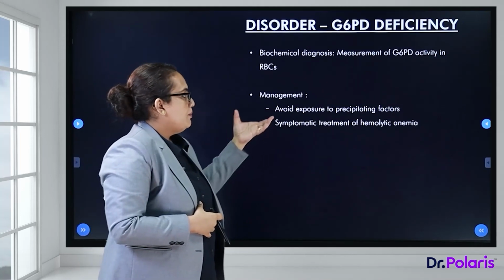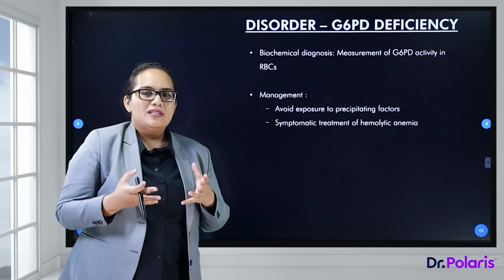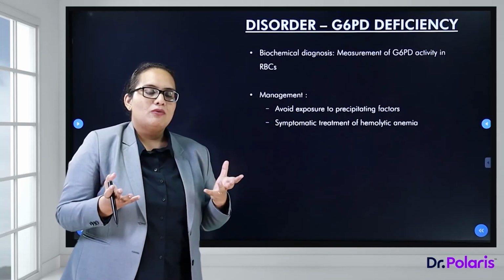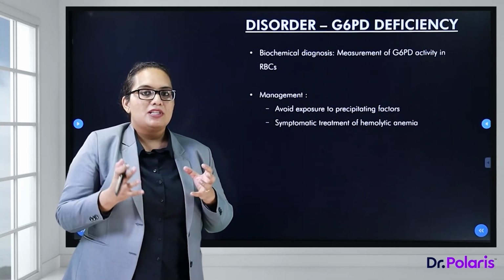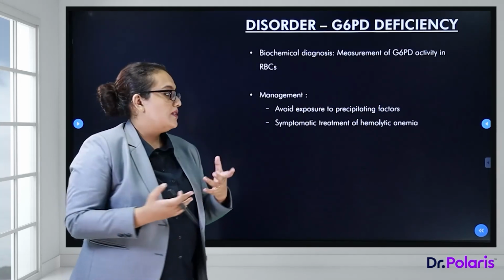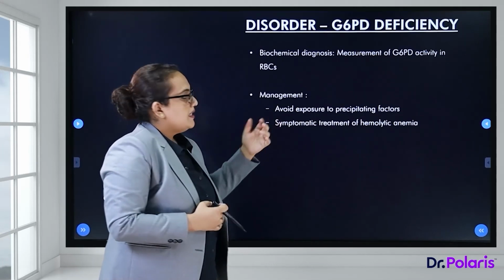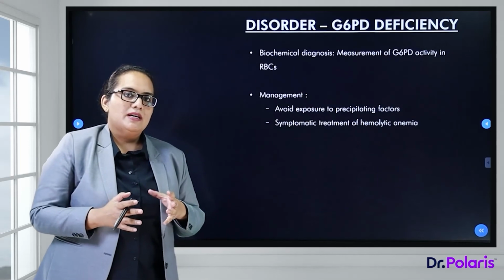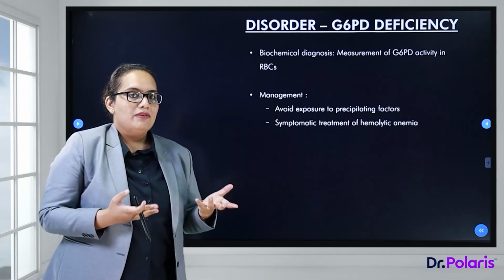And the management would be to avoid exposure to the precipitating factors. Infections, I know, are very difficult to avoid, but more or less these individuals can be vaccinated, especially against common infections like influenza and hepatitis. And then symptomatic treatment of the hemolytic anemia is also important, especially with the blood transfusion that can be given to the patient.